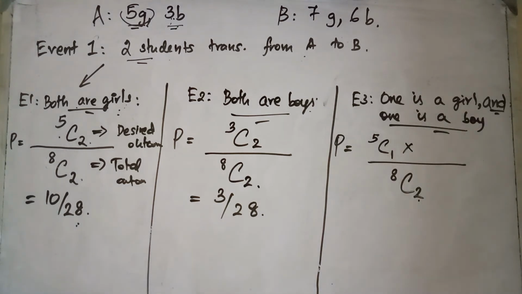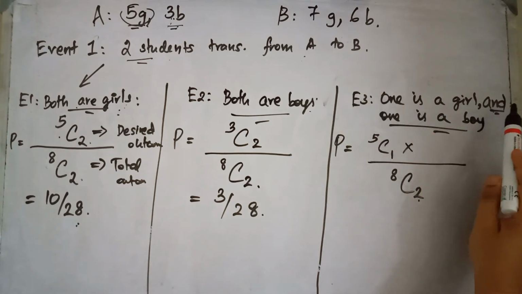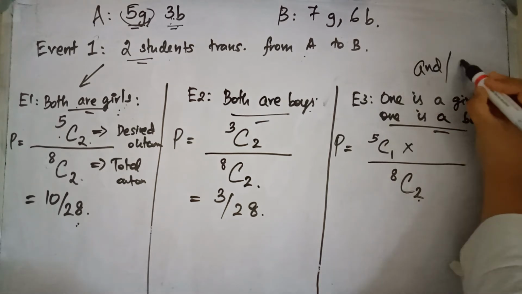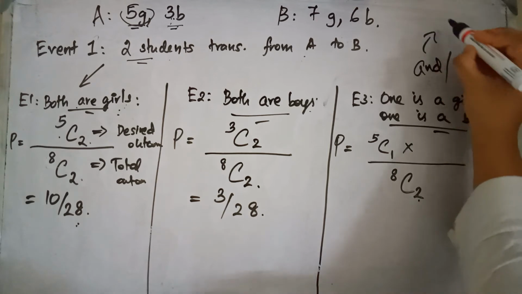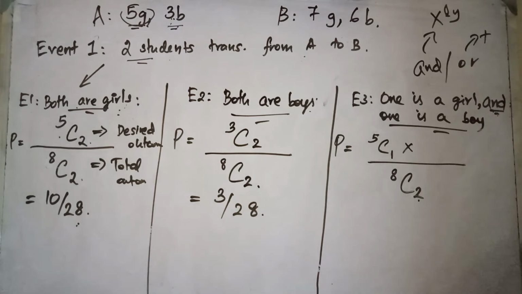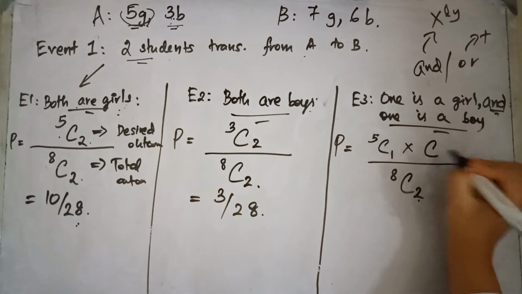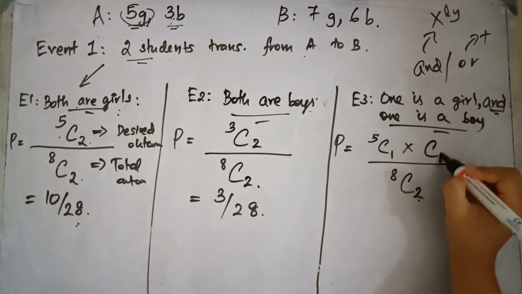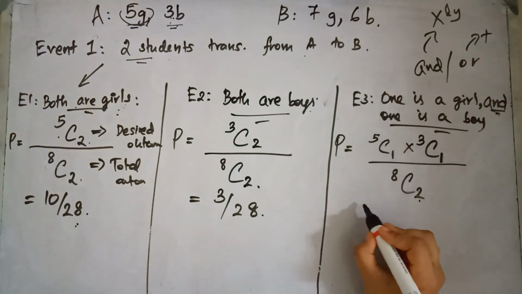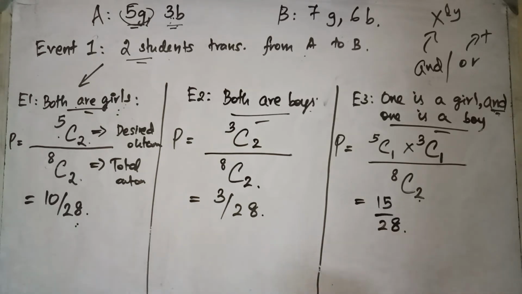Like I've always said before, in every single one of my problems, you have to look at whether the 2 events are connected by 'and' or 'or'. If it's 'and', you have to multiply. If it's 'or', you have to add. Here it is 'and'. It's a girl and a boy. So for boy, you're choosing 1 from 3. On calculating this, it is just multiplication. So on calculating it, you will get 15 by 28.